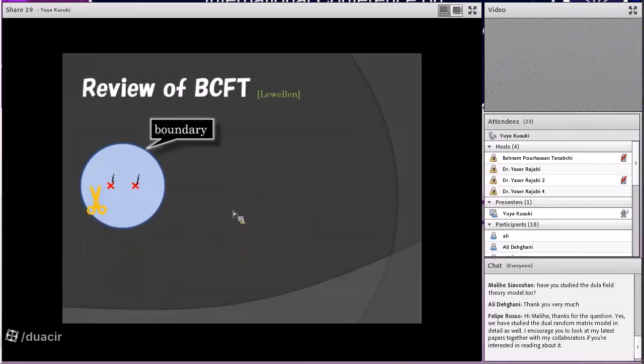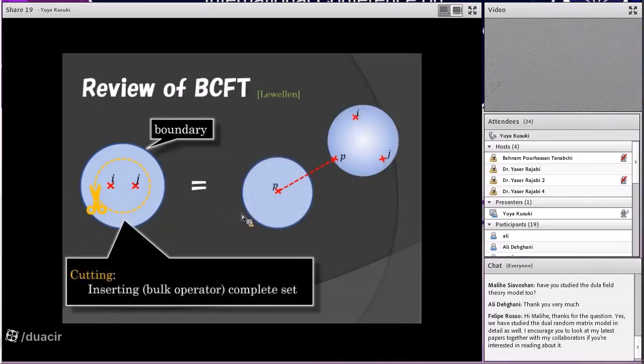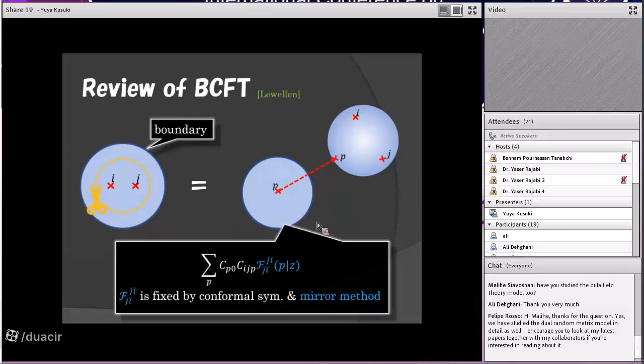This is an example. If we would like to evaluate a two-point function on a disk, then what we need to do is to consider a cut along this yellow line. Here we just consider insertion of a complete set of bulk primary operators. As a result, we obtain a product of a one-point function on the disk and a bulk three-point function. In that, we can express this two-point function on the disk as this form.